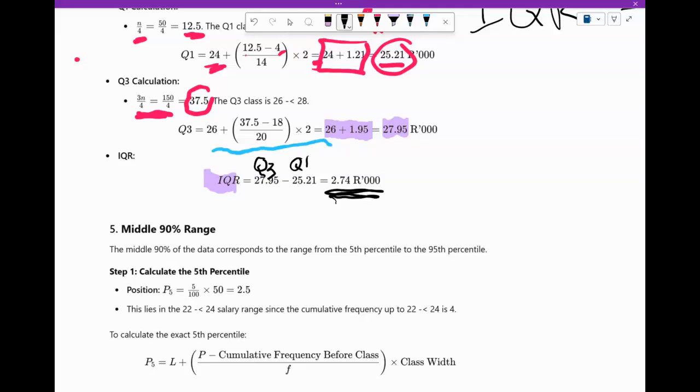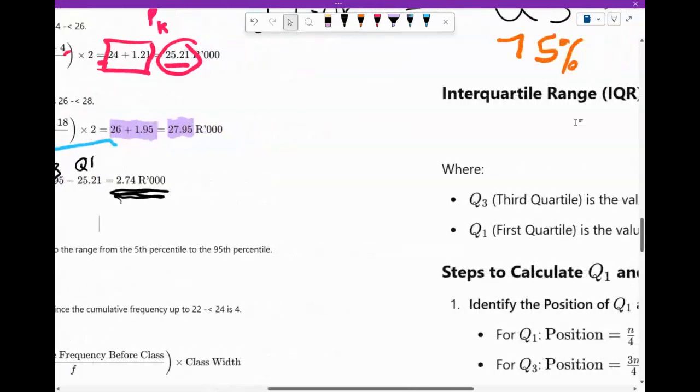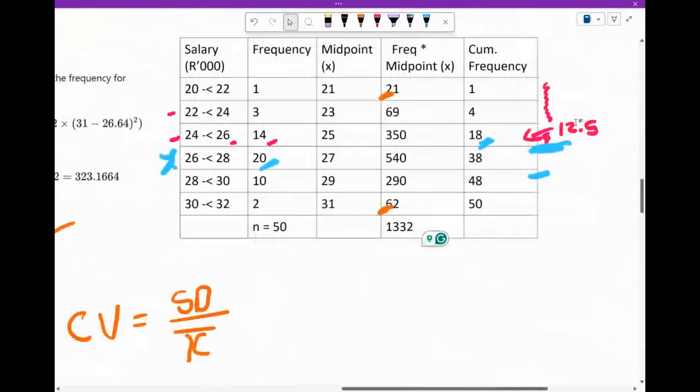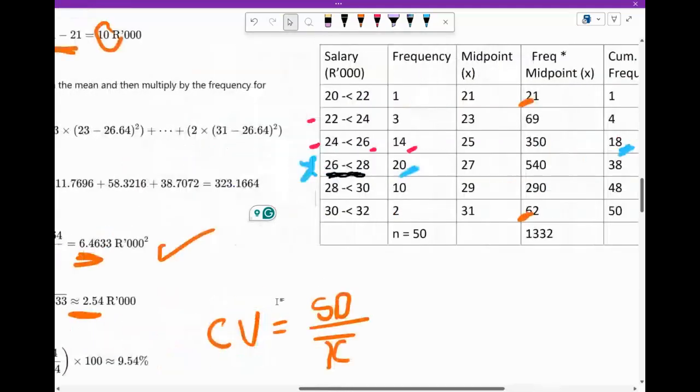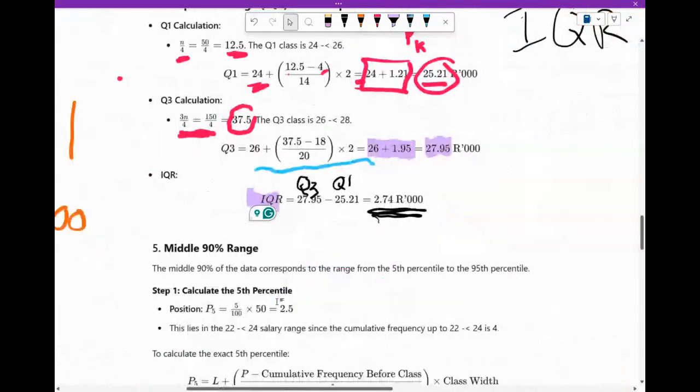Which two? The class width. How did we get it? Good question. So we go back to our table, because this table we keep referring to. If we look at the width, the difference between your lower bound and upper bound, the difference between 26 and 28, what is it? It's 2, isn't it? So that's how we get that 2. No problem. Okay, right.